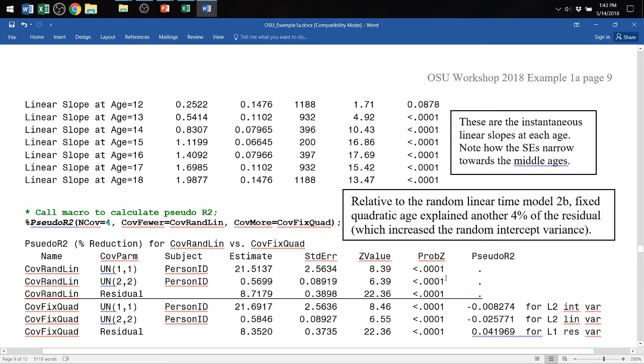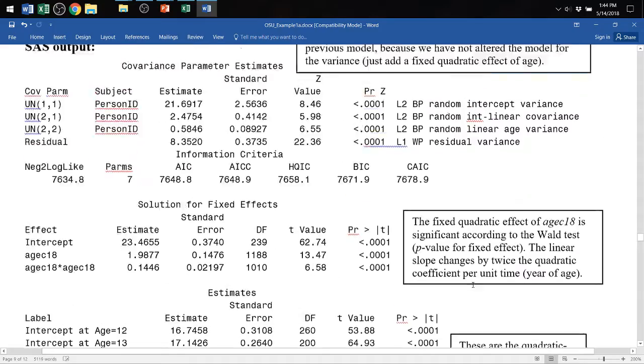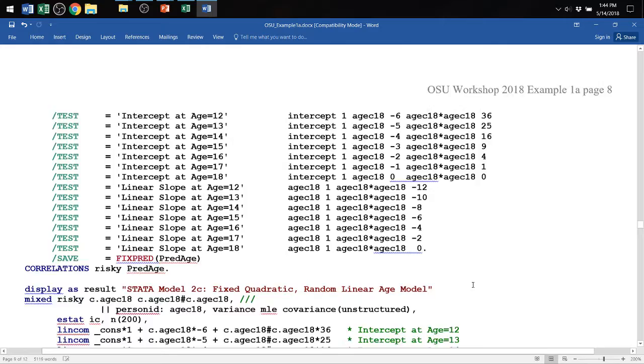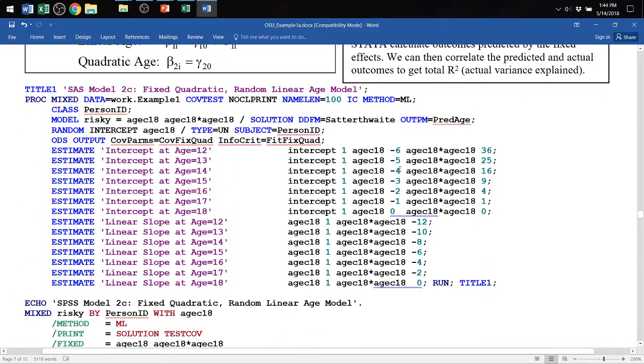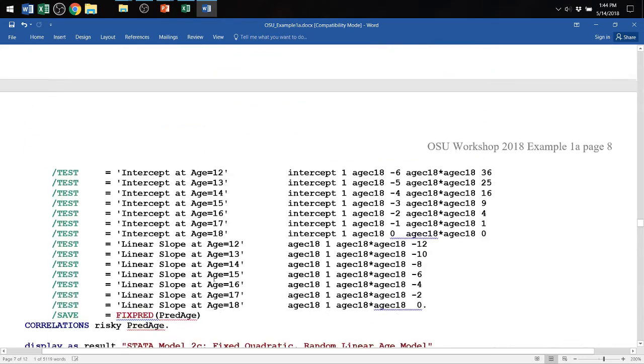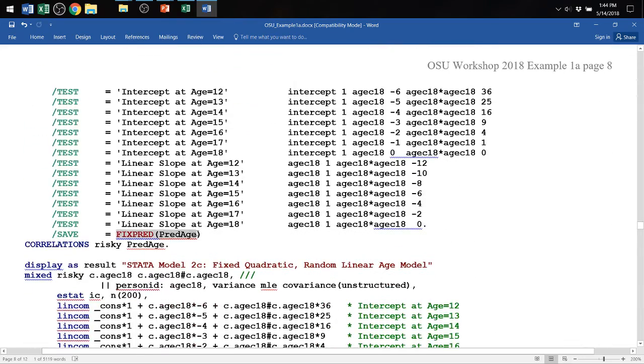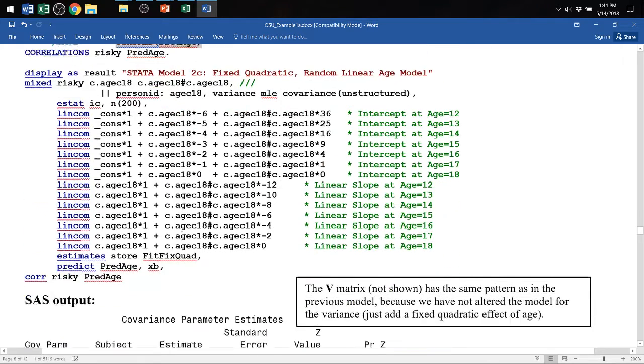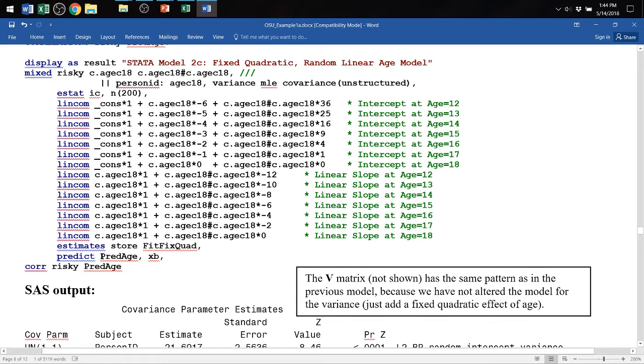It gets tricky to talk about what is the effect of time when we have all of these models adding fixed things and random things. I want to demonstrate total R-square from this model as well. In SAS, it's this statement right here, out PM. In SPSS, it's right here, save equals fixed pred, and that's the name of the new column that gets created in the data set. And predict with XB as an option in Stata.